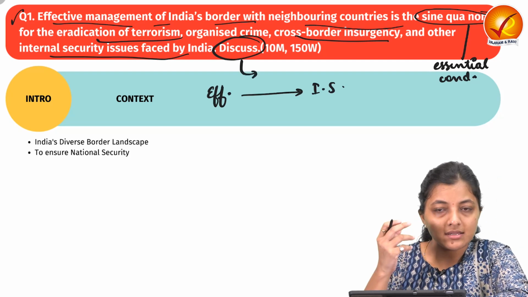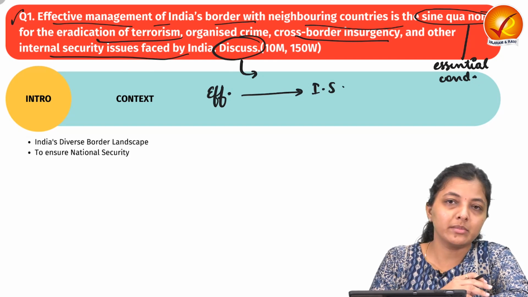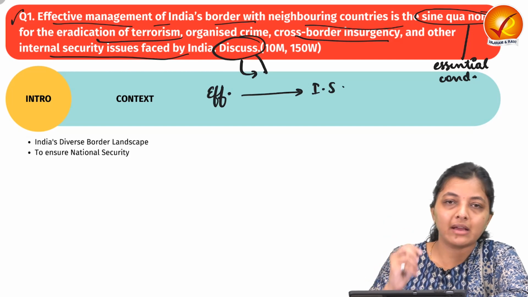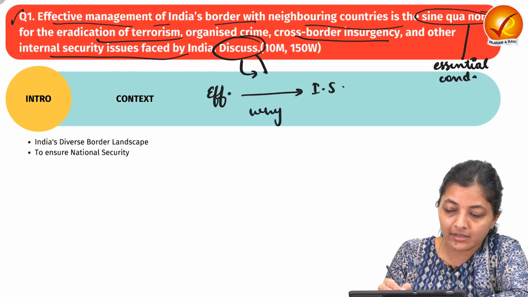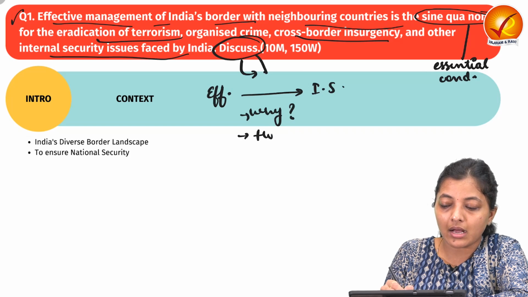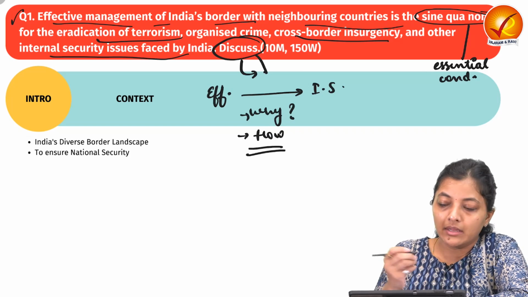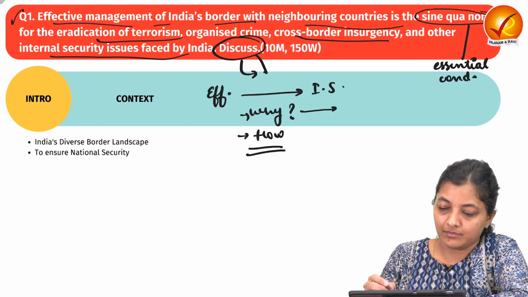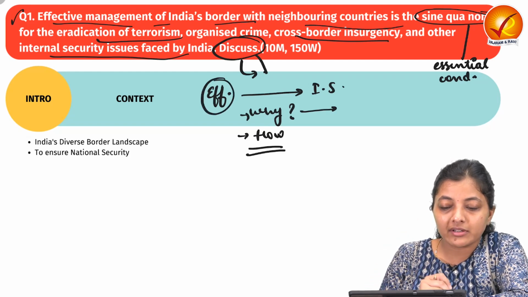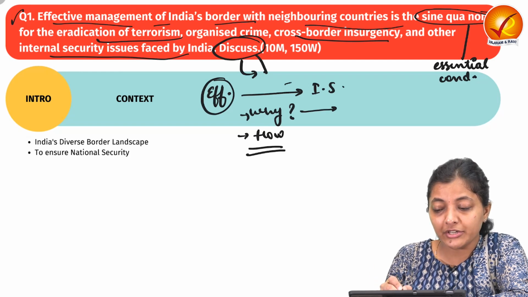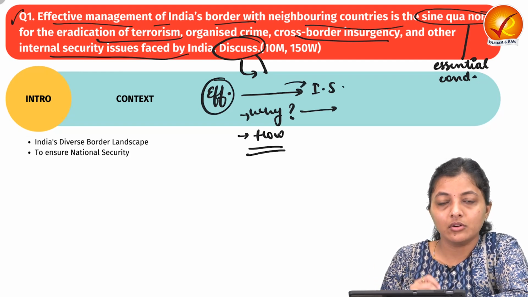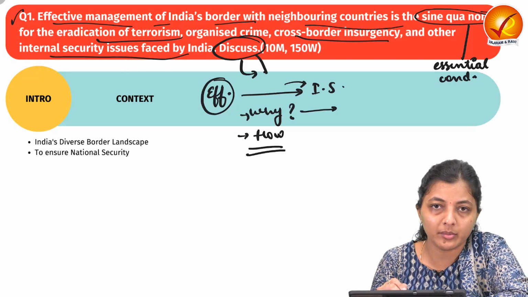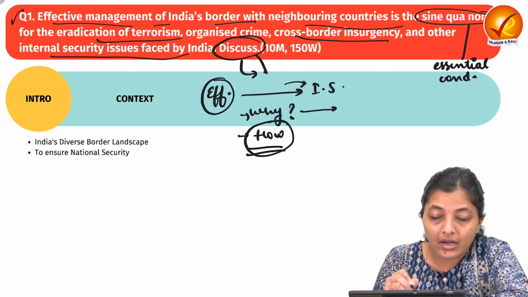So, to answer any statement based question where the keyword is discuss, we have to find out 2 things: why this is required and how this can be done. So you have to cater to the 2 main demands. First, how effective management ensures internal security, or what is the requirement of effective border management for internal security preservation, and second, how this can be done.